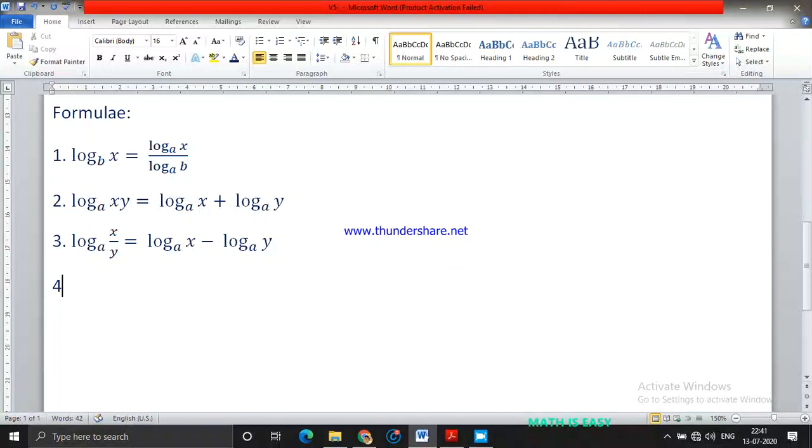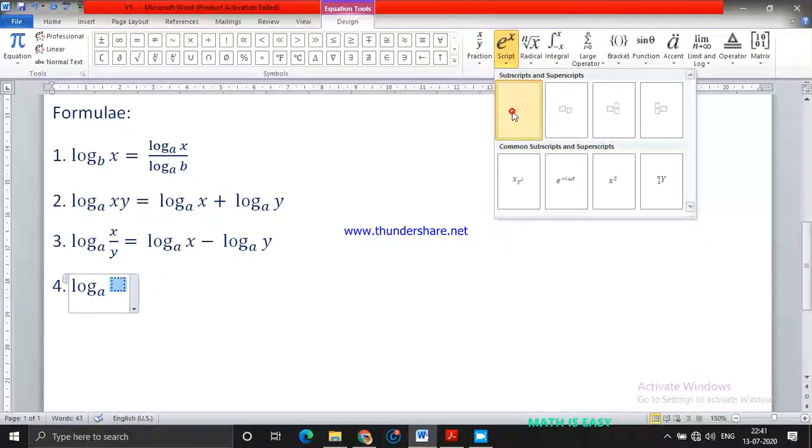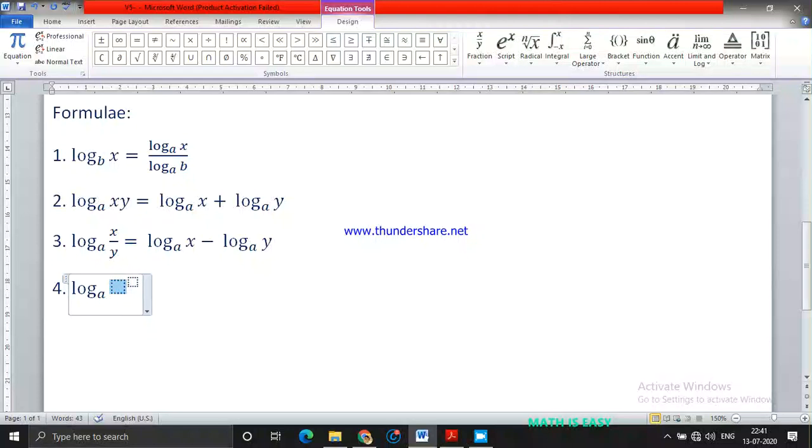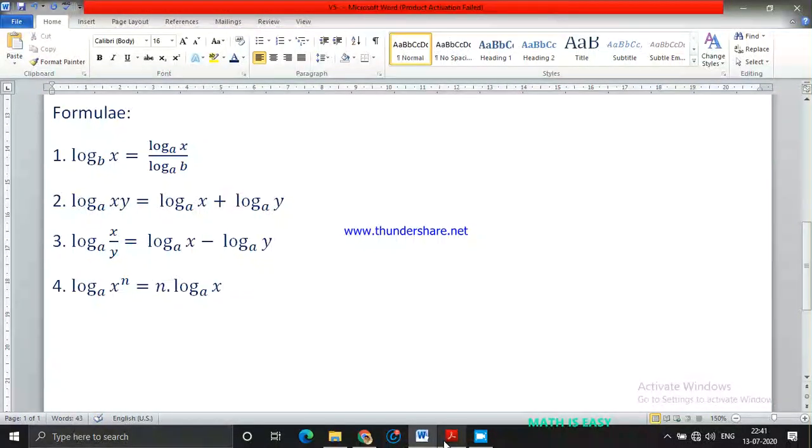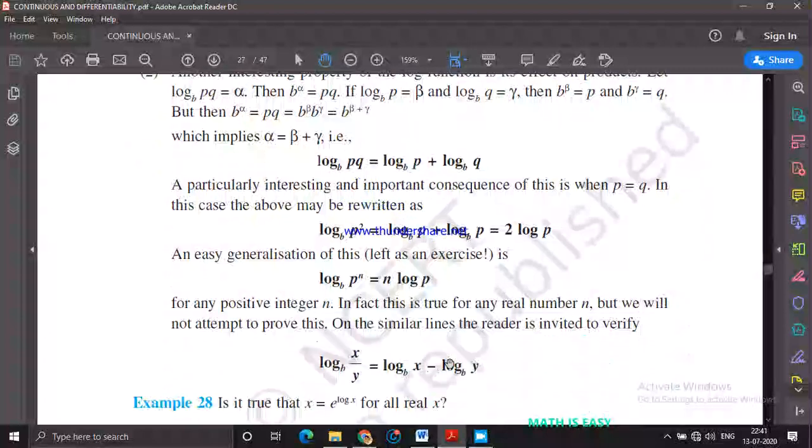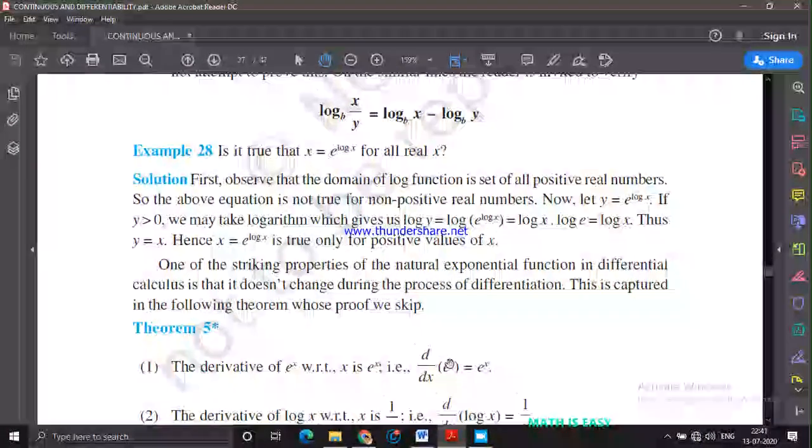Fourth formula: if I put a here and here it will be some exponential, x to the power n, you can bring that n in front, n into log x to the base a. These are the most used formulas. The rest we use rarely.